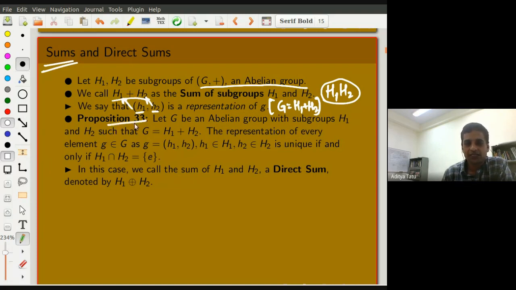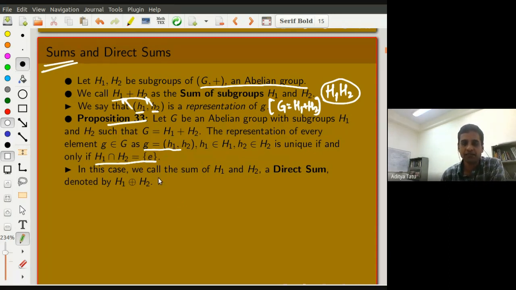Then I think we looked at this proposition as well. So the question to be answered is, when is this representation unique? Please let me know if I'm not right. I believe we proved that the representation is unique if the intersection of the subgroups contains only the identity. So this is an if and only if statement. If the two subgroups have the intersection equal to just the identity, then the representation will be unique. If the representation is unique, then the intersection of the subgroups will have only the identity.